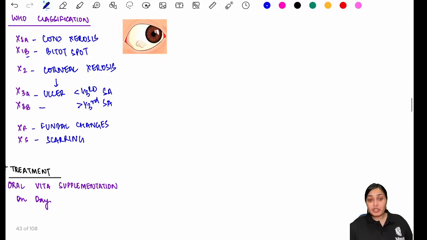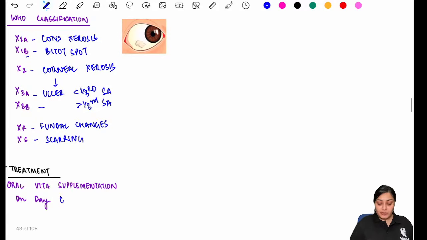We all know the treatment here is going to be oral vitamin A supplementation. If there is a clear-cut sign of vitamin A deficiency or any of these features, you give oral vitamin A supplementation on days 0, 1 and 14. So suppose a child comes to you today, you give 1 dose today, 1 dose the next day, and 1 dose after 2 weeks the child has to take.